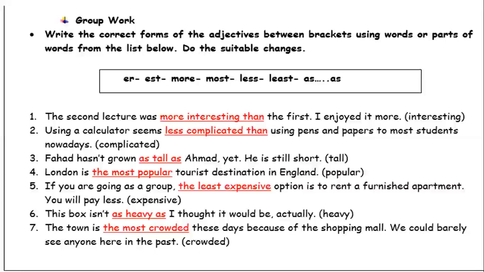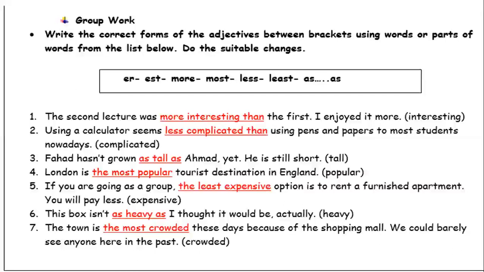So the fourth sentence: London is a tourist destination in England. So I think in this sentence, I can find that London has more equality than anything else in England. So I should answer this sentence by using the superlative form. So the next step is to look for our adjective between brackets. So I have popular and it has more than one syllable. So the most suitable answer here is: London is the most popular tourist destination in England.